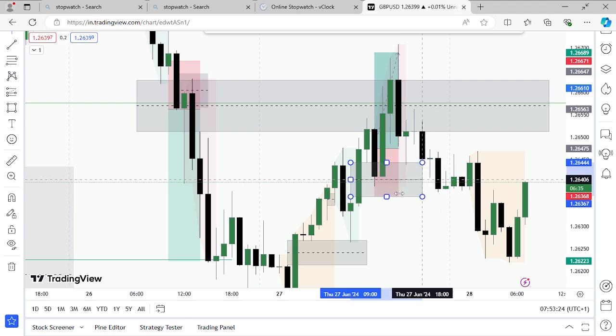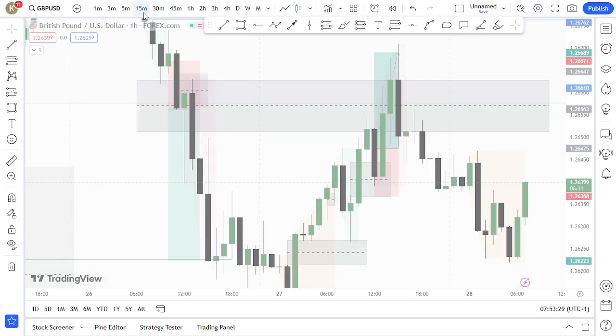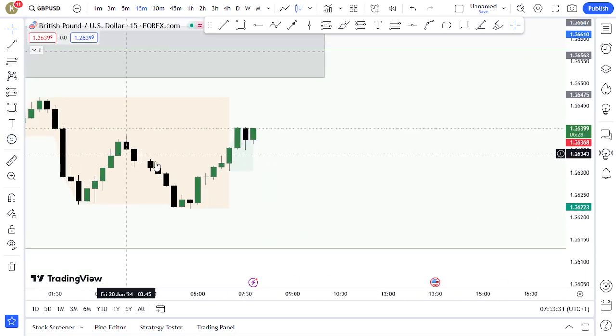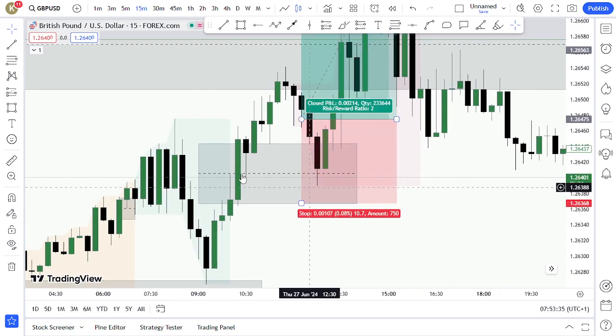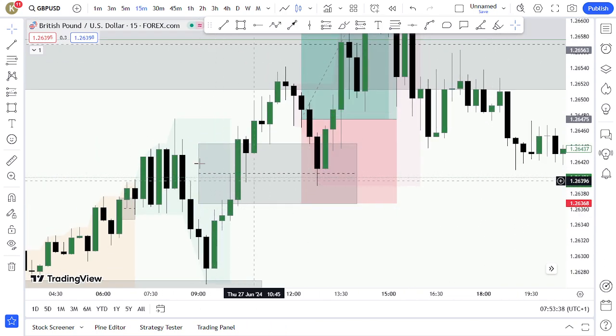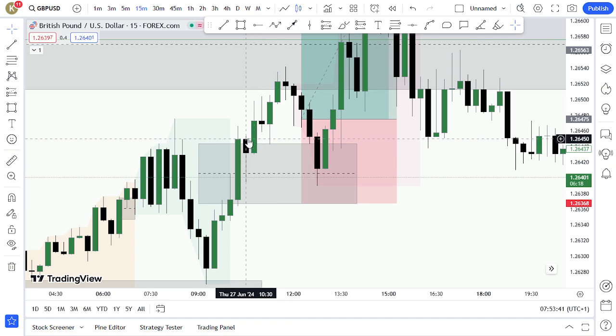Make sure you enter from a 1 hour PDRA, and then what do you do next? When you mark that 1 hour PDRA, don't enter yet, but you make sure you mark it first. Then come to the 15 minutes and make sure it is refined to something reasonable. So on the 15 minutes, you find out that this happens to be this rejection block you see here.